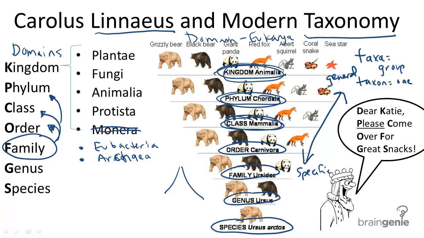So for practical purposes, how do we remember taxonomic structure? First, take a look. This is a common mnemonic that people use. You can make up your own using the first letter of each of the taxonomic levels. For example, D, K, P, C, O, F, G, S. Domain, kingdom, phylum, class, order, family, genus, species. Dear Katie, please come over for great snacks.